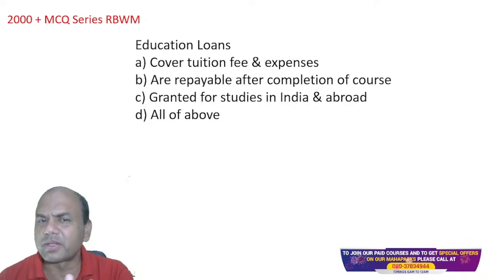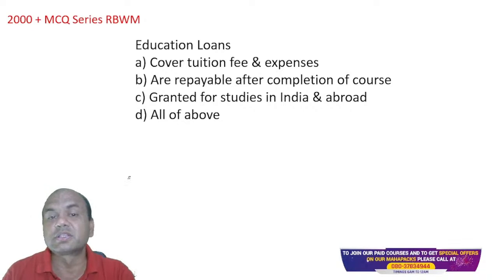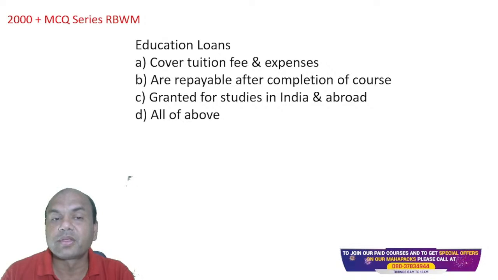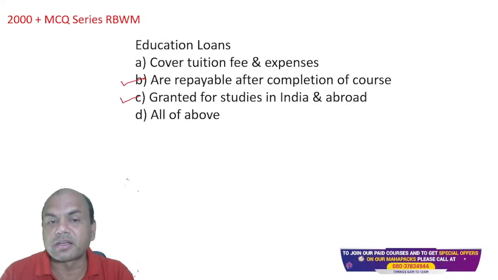Now a bit difficult one. Earlier ones were simple, now difficult one. Education loans, they cover what? Tuition fees and expenses, are repayable after completion of the course, granted for studies in India and abroad, and all of the above. Now see here, B is correct, C is correct. But what about A? Does education loan cover tuition fees and expenses?